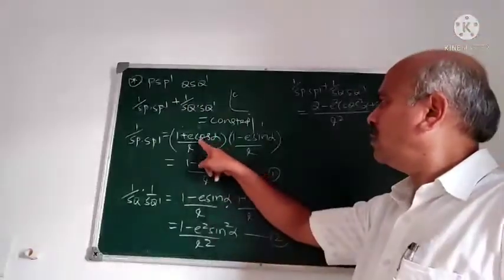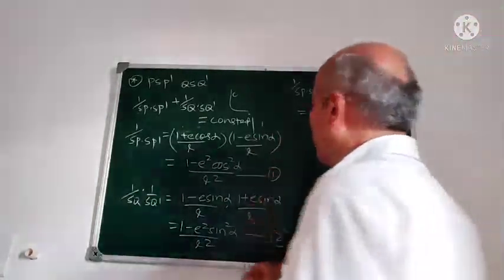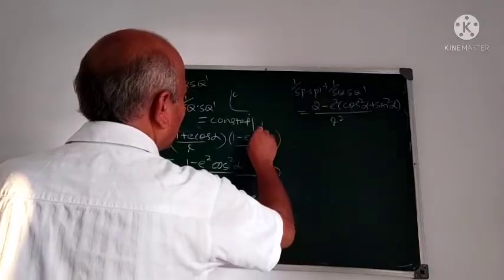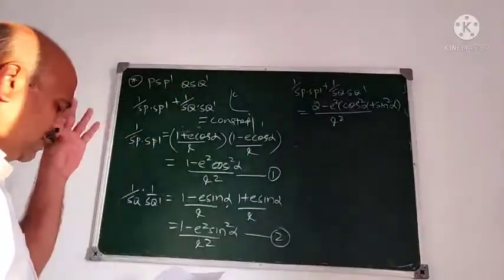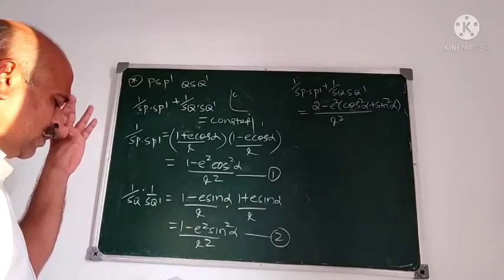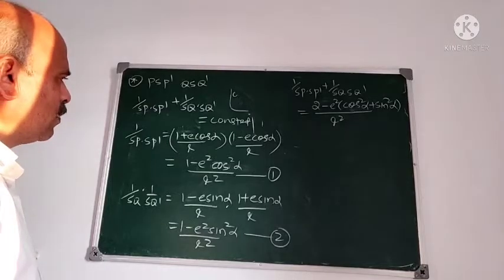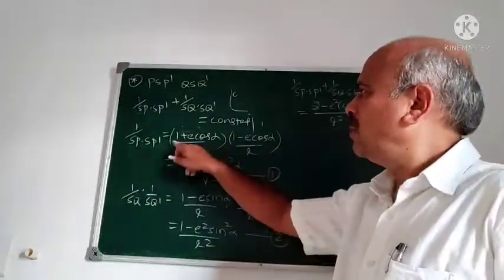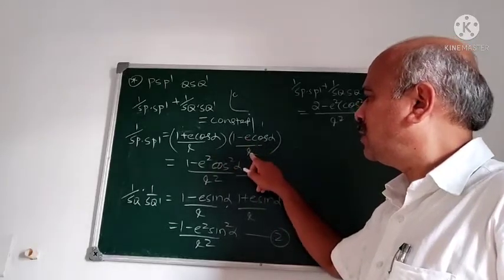1 plus e cos alpha, 1 minus e cos alpha. 1 upon SP dash is this. You refer to the previous problem. What is 1 upon SP dash? 1 minus e cos alpha. What is 1 upon SP? 1 plus e cos alpha upon l, 1 minus e cos alpha upon l. Sorry, note this step. 1 upon SP is 1 plus e cos alpha upon l. 1 upon SP dash is 1 minus e cos alpha upon l.